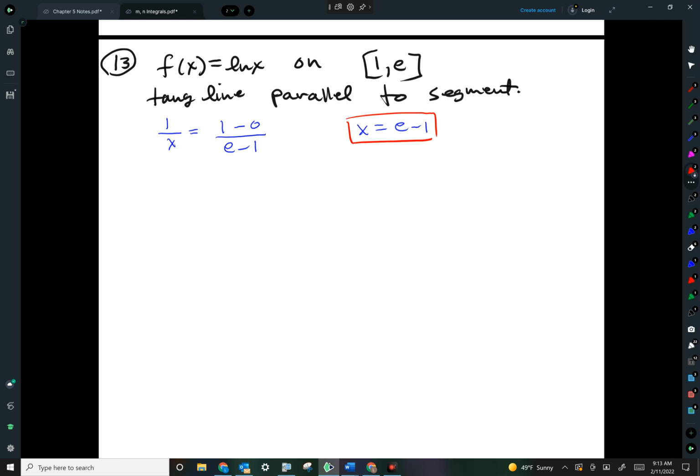Brianna, do you have an answer? Yeah. What do you have? x equals e minus 1. That's what I have. Is that what you guys have? Oh, no, please. We did this. Did you set the derivative equal to the average rate of change? Yes. Classic MVT. And this one worked out so nice and neat because you have 1 over x equals 1 over e minus 1.